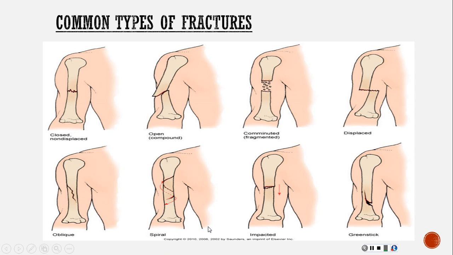All right. Next, you've got a spiral fracture. Spiral fractures are usually going to be seen with children, and it's a pretty good sign of potential abuse or something like that. At least that's one of those signs that they'll look at.